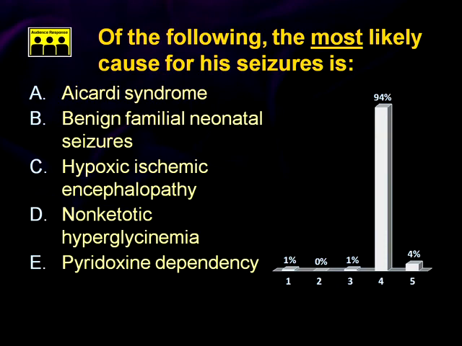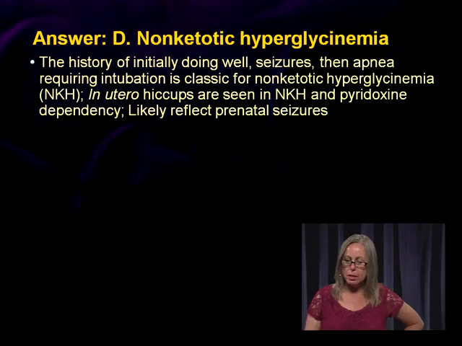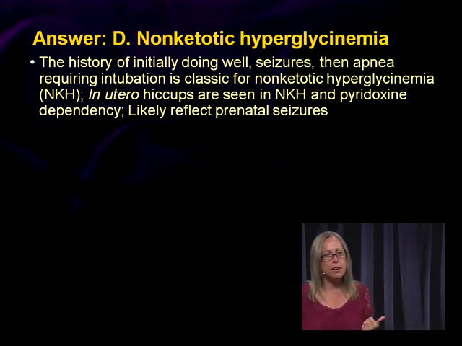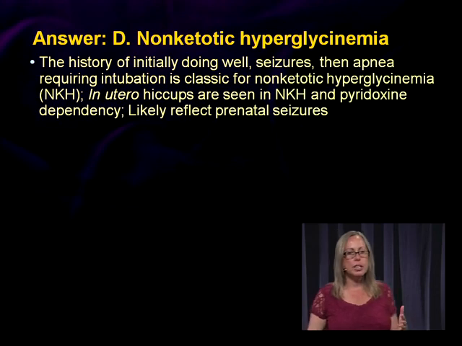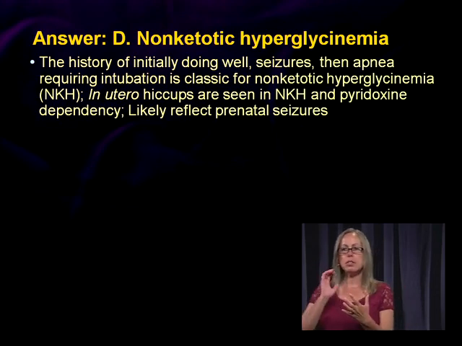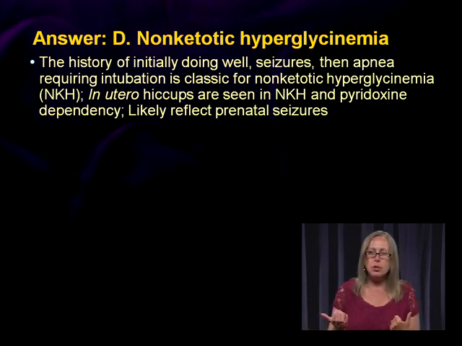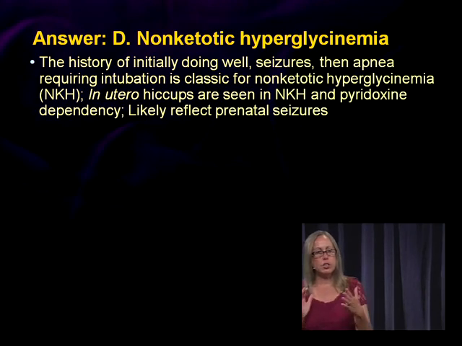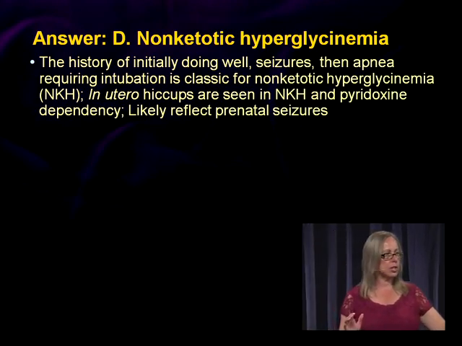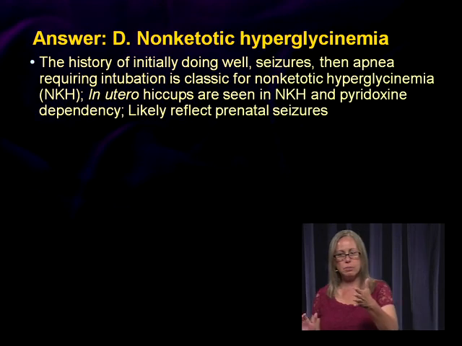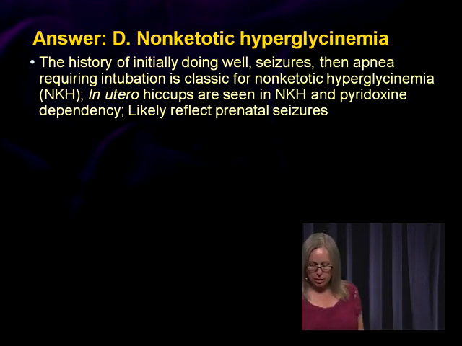All right, so the most likely cause is non-ketotic hyperglycemia. The in utero hiccuping and presenting at 12 hours. Usually 12 hours is pretty early for something like a urea cycle defect, PKU, MSUD. You need something to come into the system for 24 to 48 hours. So 12 hours is a really early presentation. So knowing that NKH can actually start in utero with those in utero hiccups, which are seizures, that 12 hours is a pretty classic presentation for that.